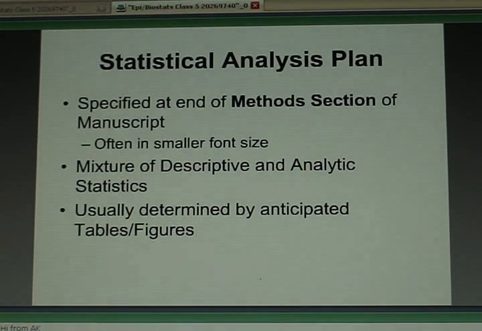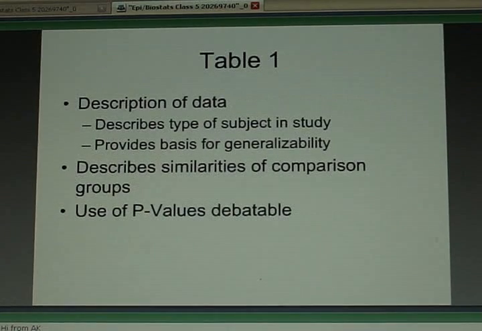So let's describe a little bit about this in terms of the plan. The first table you're likely to show to a reader, table 1, is probably going to be a description of the data set. You're going to describe who's in your study, what their average ages are, how many of them are men, how many of them are women, how many of them have diabetes, what's their body mass index, and things like that. What you're giving the reader is a basis to generalize these results.